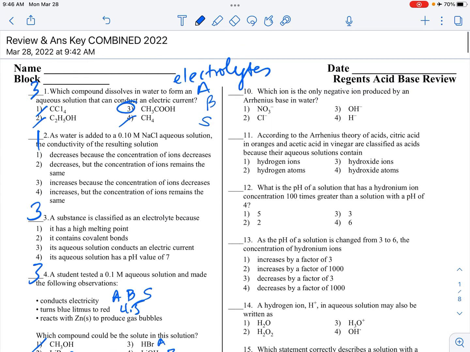All right, number 10. Which ion is the only negative ion produced by an Arrhenius base in water? Has to be hydroxide, OH minus. According to the Arrhenius theory of acids, citric acid in oranges and acetic acid in vinegar are classified as acids because their aqueous solutions contain hydrogen ions, H plus, not just H, and definitely not anything having to do with OH.